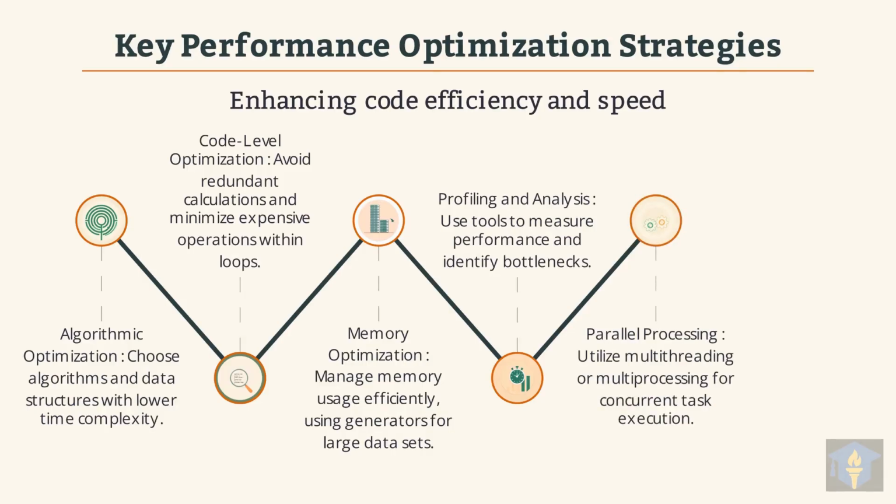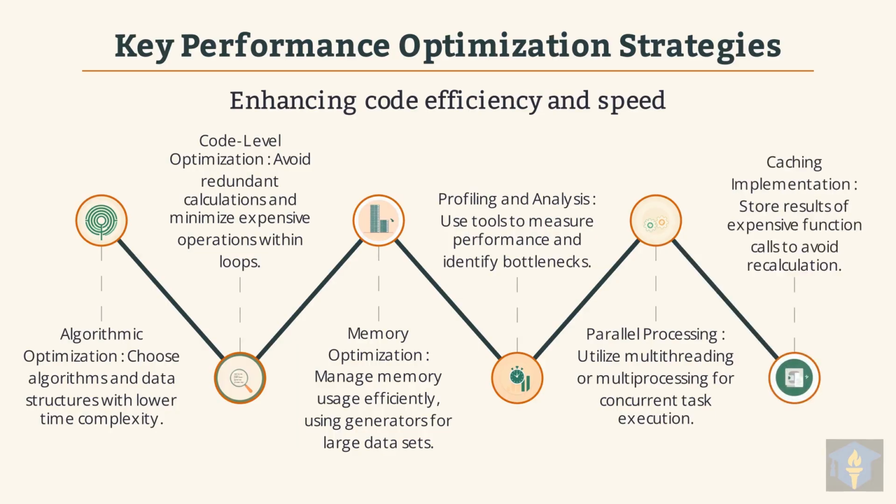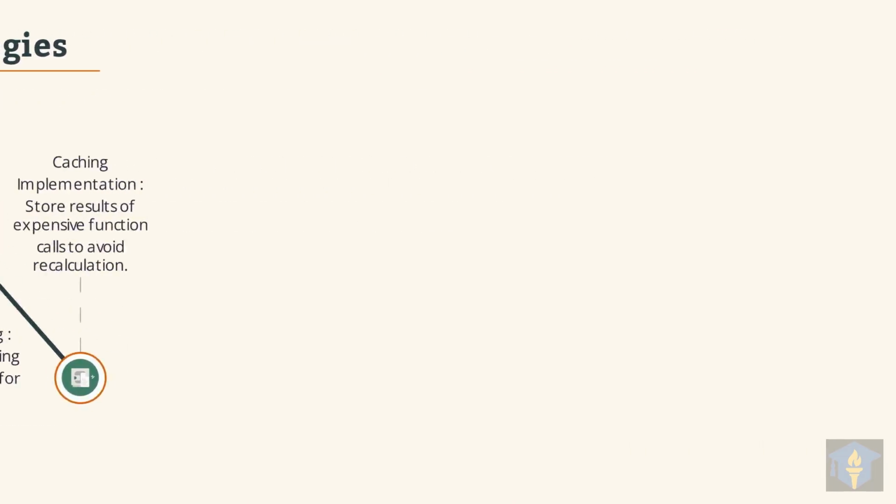Parallel processing allows us to utilize multithreading or multiprocessing, enabling concurrent execution of multiple tasks simultaneously. Caching implementation means storing the results of expensive function calls, thereby avoiding unnecessary recalculations in the future.